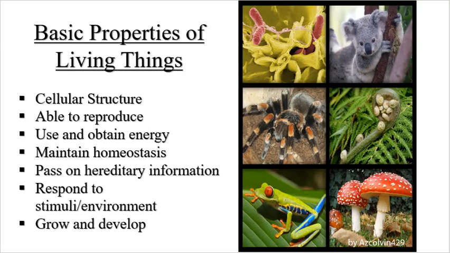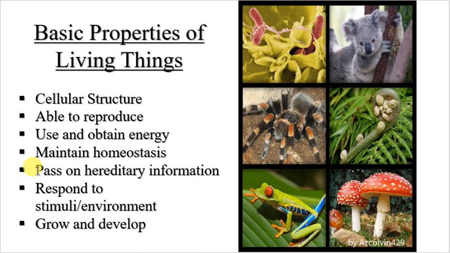Now, all living things require 7 basic properties or characteristics in order to survive and thrive. So real quickly, those characteristics are cellular structure, meaning that all things are made up of cells and exhibit organization. You have reproduction, so living things must be able to reproduce, and that plays on to this characteristic here, the passing on of hereditary information.